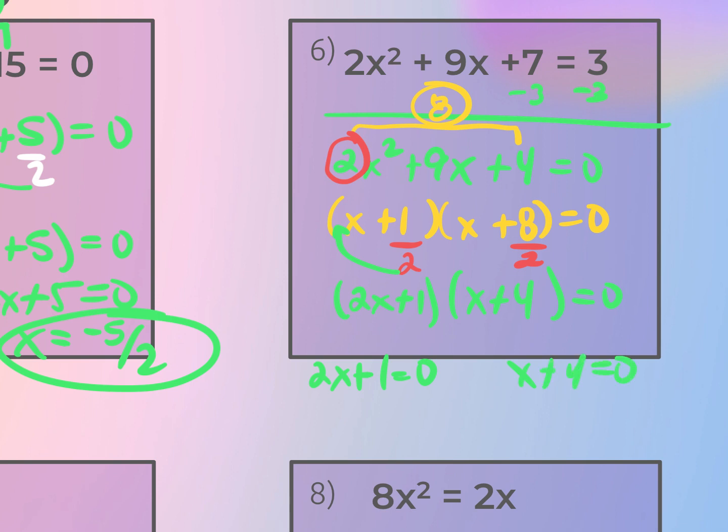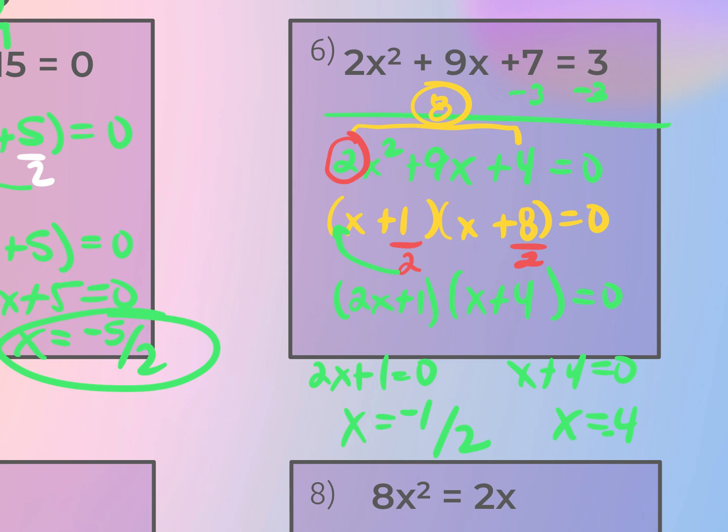So when I move 1 over, hang on one second. When I move 1 over, it becomes what? When I move positive 1 to the other side, it becomes negative, and I divide by 2. So here I have x equals negative 1/2, and here I have x equals what? Negative 4. Can you guys see that negative where I put it?